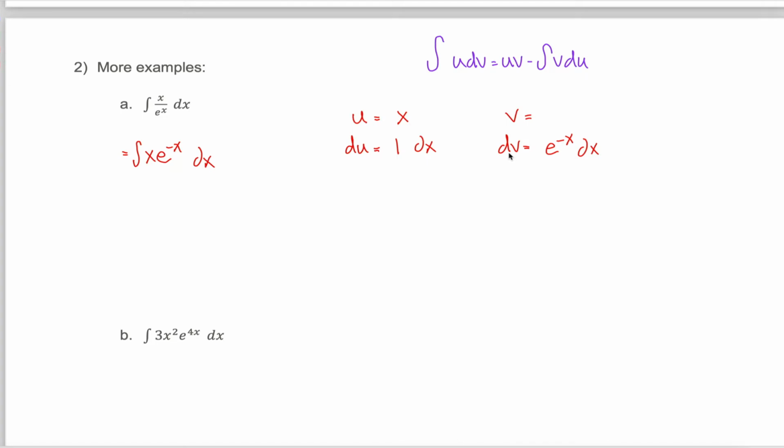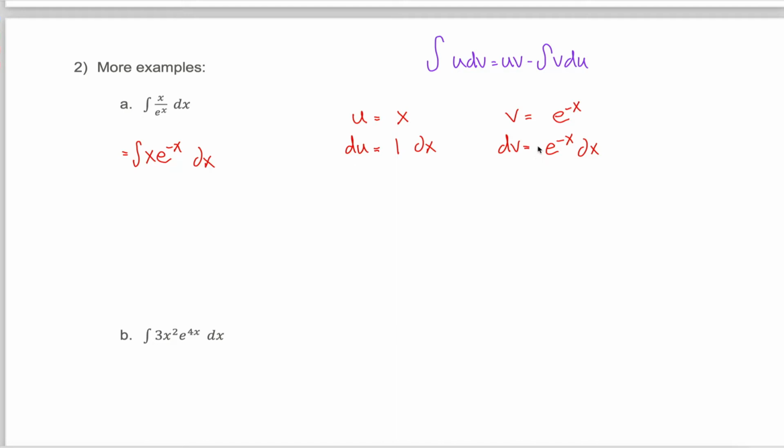v is the antiderivative of dv. So I have to think about what function I could have up here so that when I took the derivative of that function, I get e to the negative x. And you might be thinking, well, isn't it just e to the negative x? Not quite. Because if you take the derivative of e to the negative x, you'd have to use the chain rule, right? E raised to stuff is e to that stuff times the derivative of that stuff. The derivative of the negative x would produce an extra negative 1.